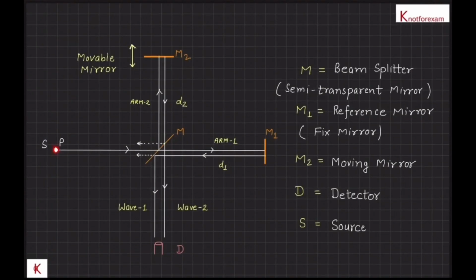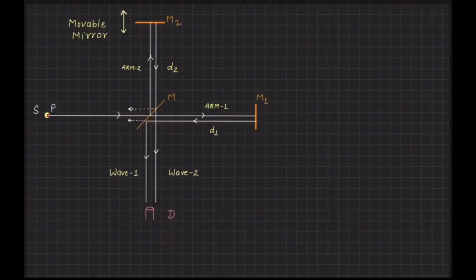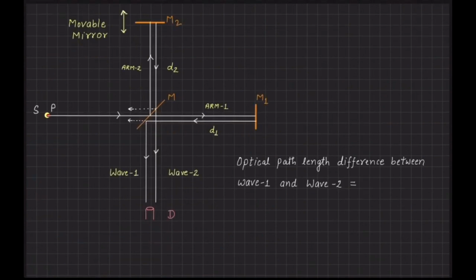As shown in the figure, monochromatic light beam from source S is incident on a semi-transparent mirror M, which acts as beam splitter. Transmitted beam is reflected from fixed mirror M1 and reflected beam is reflected from movable mirror M2. The above two reflected beams recombine at the beam splitter, and the two recombined beams are directed towards the detector D, which measures the intensity of the interference pattern. Also, optical path length difference between wave 1 and wave 2 will be 2(d2 minus d1), where d1 and d2 are arm lengths for mirror M1 and mirror M2.